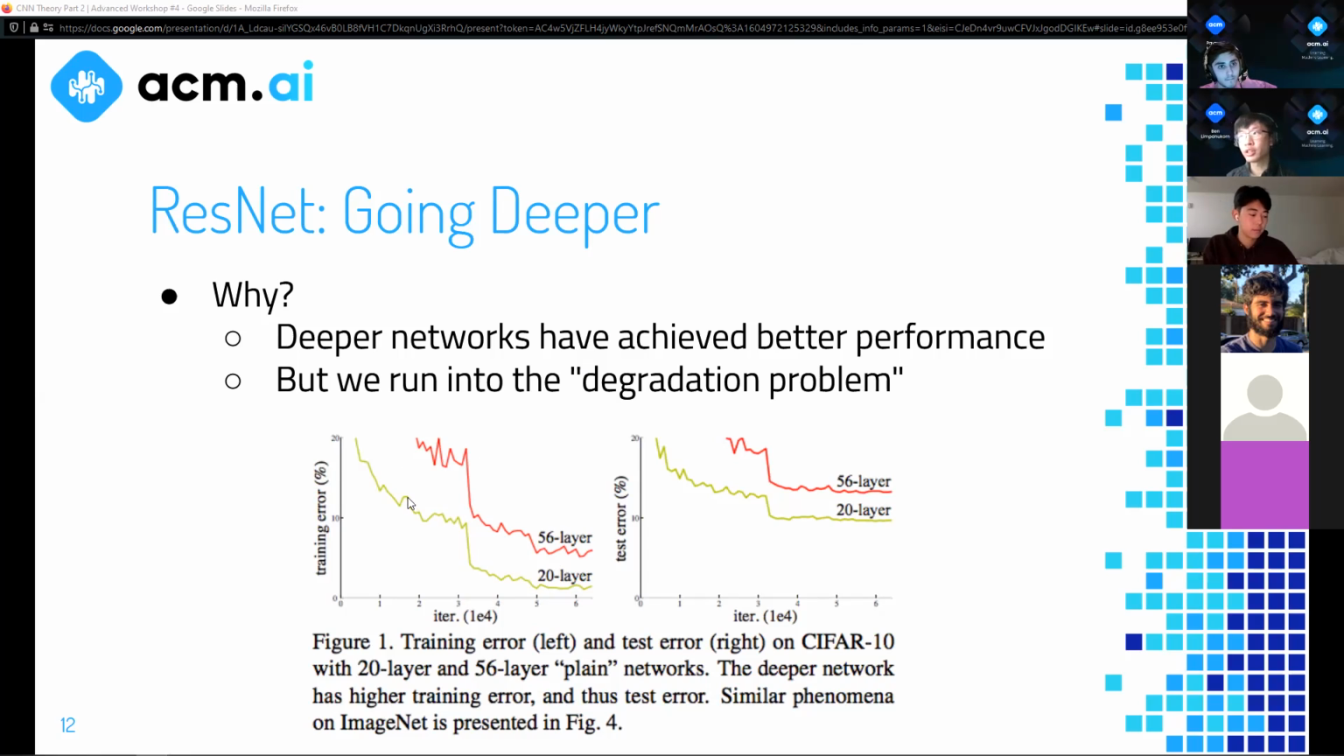Because if it was overfitting, what would we see? Can you guys guess? So this is the graph of training error, and this is the graph for test error. If this was because of overfitting, like if adding more layers caused us to overfit, what would these graphs look like?